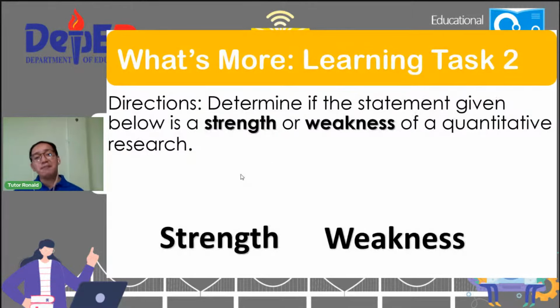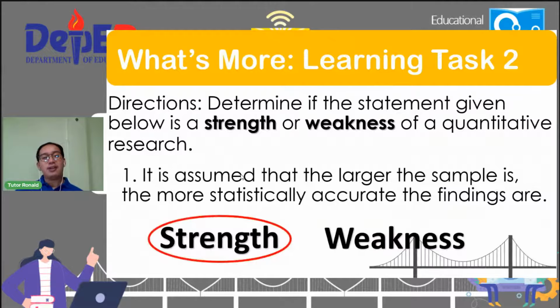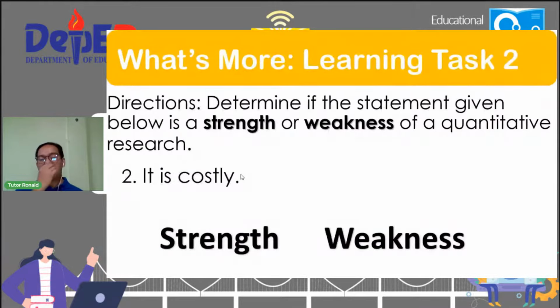All right, so this time, determine if the statement given below is the strength or weakness of a quantitative research. So pili lang po kayo sa dalawa, strength nga ba or weakness? First, it is assumed that the larger the sample is, the more statistically accurate the findings are. Strength or weakness? It is a strength. Okay, next. It is costly. No? Costly ang quantitative research.